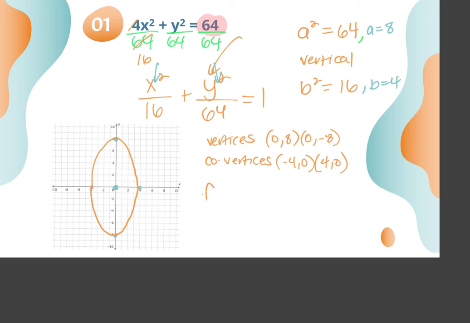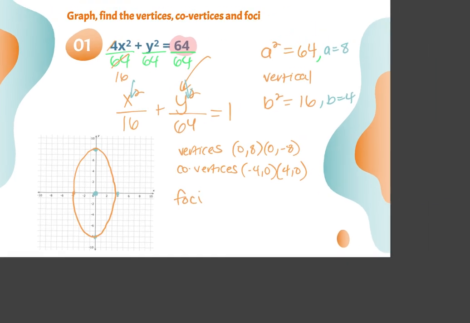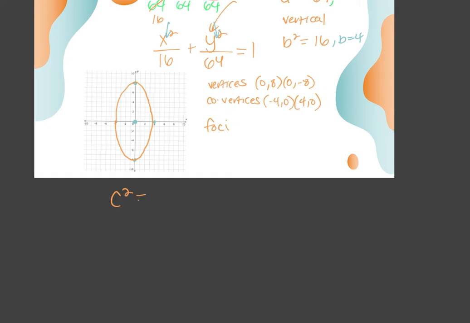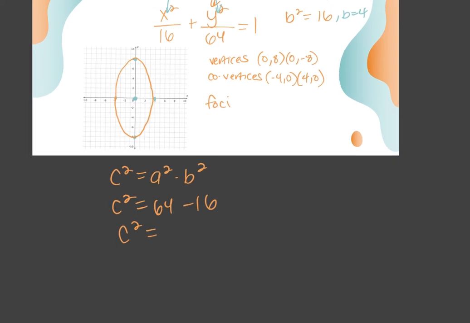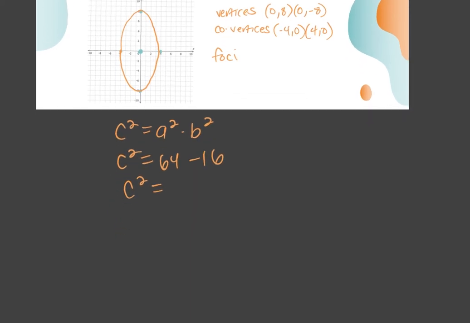I need to find foci, and that's my c. C squared equals a squared minus b squared. So c squared would equal, my a squared is 64, my b squared is 16. So 64 minus 16, and I get 48. That's c squared. To find c, I have to square root 48.